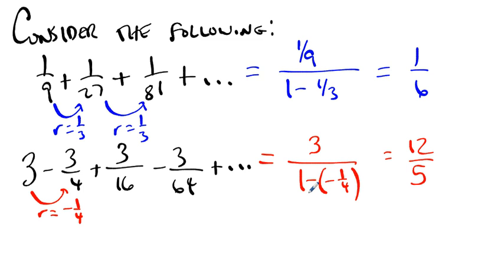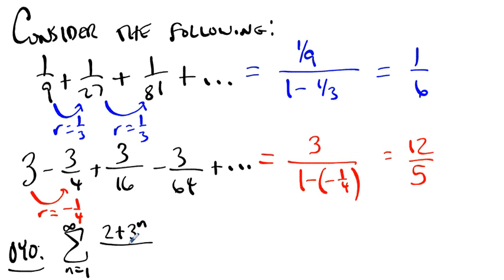Okay? I'll leave you to think about this one. What about the sum as n goes from 1 to infinity of 2 plus 3 to the n over 5 to the n? And you can think about that in a bunch of ways. You can write out some stuff, and that would be fine. We can talk about that when we gather.